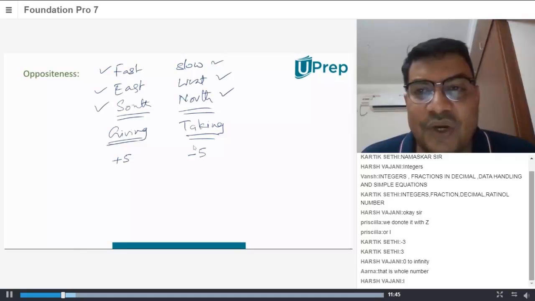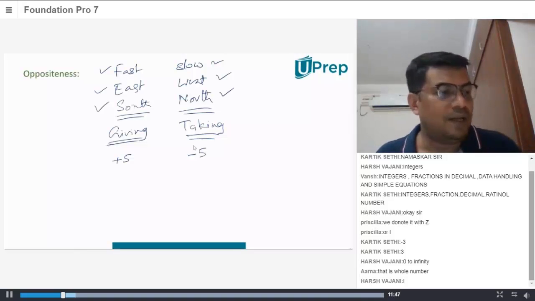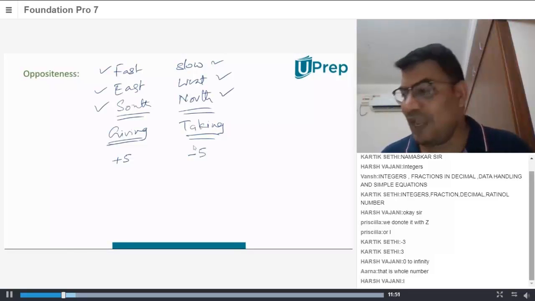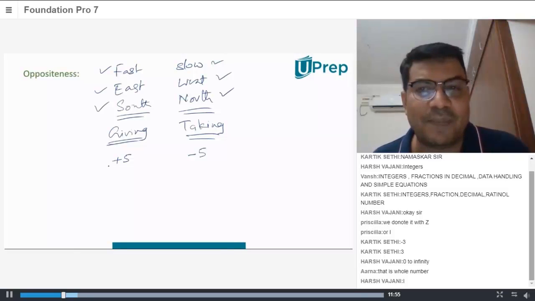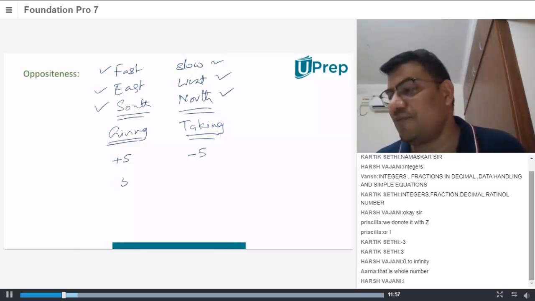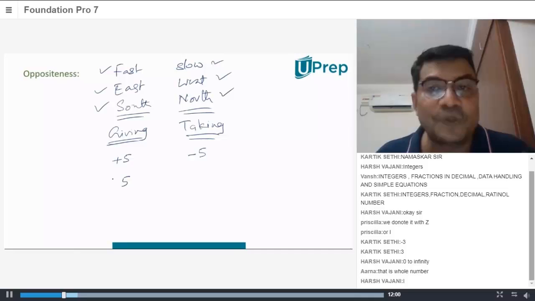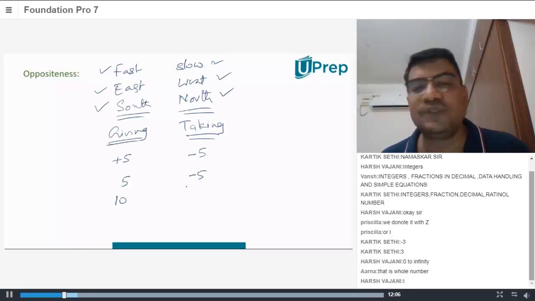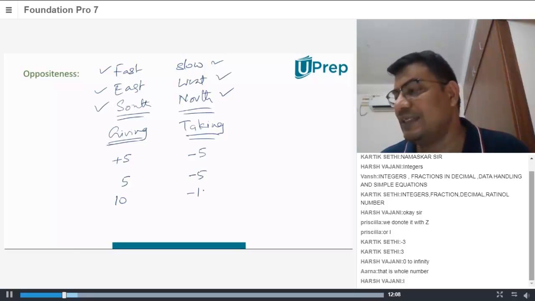So when you have a positive natural number, for example, we have a natural number like +5, we don't write natural numbers like +5. We also represent it as 5. So the opposite of 5 for us is -5. Similarly, if you have a number 10, the opposite of 10 is -10.